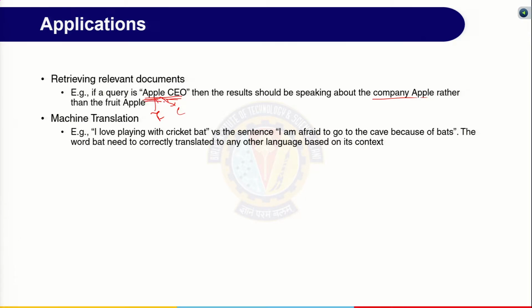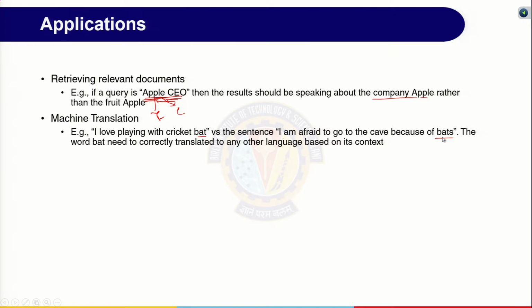We can disambiguate that this apple is talking about the company, so I should show results of the company Apple, not the fruit apple. Machine translation, whenever, let's say we have sentences like "I love playing with a cricket bat," and another sentence, "I'm afraid to go to the cave because of bats."